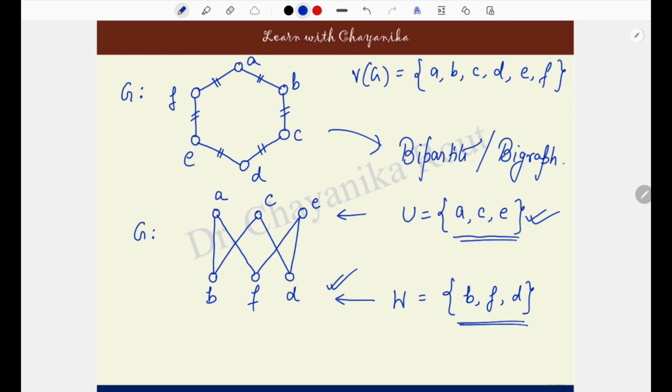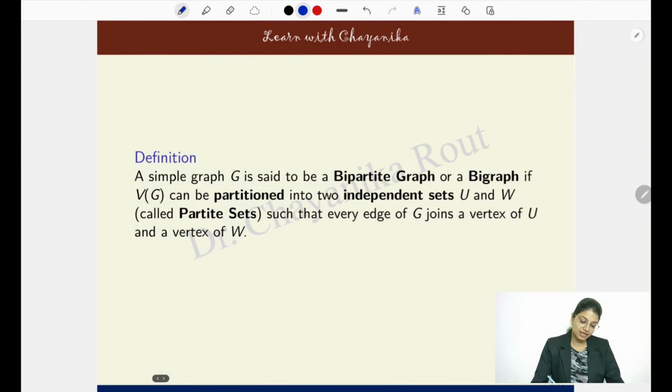Again move to the other partite set. This is also an independent set of vertices because every pair of vertices here are non-adjacent in the graph. So the two partite sets basically are independent sets. That is the reason there is no adjacency between any two vertices of one partite set. The only adjacencies are between the vertices of the different partite sets. So this is the very definition of bipartite graph or bigraph.